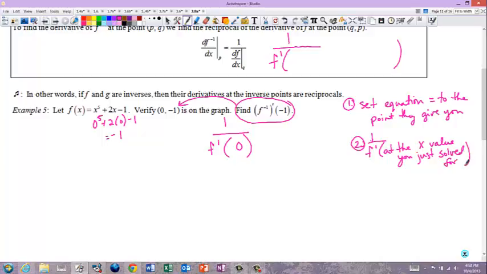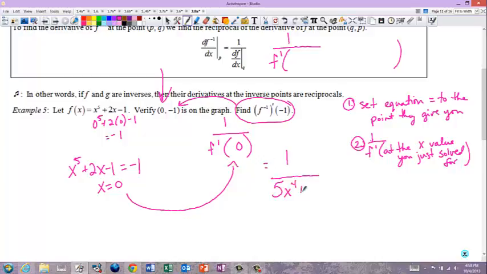So if they had not given me that 0 right there, and they just said f inverse prime of -1, I would have set x to the 5th plus 2x minus 1 equal to -1, solved for x, got 0, and then plugged it in right here. So what we do is we do 1 over the derivative, 5x to the 4th plus 2, and we plug in 0. 1 over 5 times 0 to the 4th plus 2, and my inverse derivative is 1/2. And you're probably still like, what? This is kind of a hard concept.